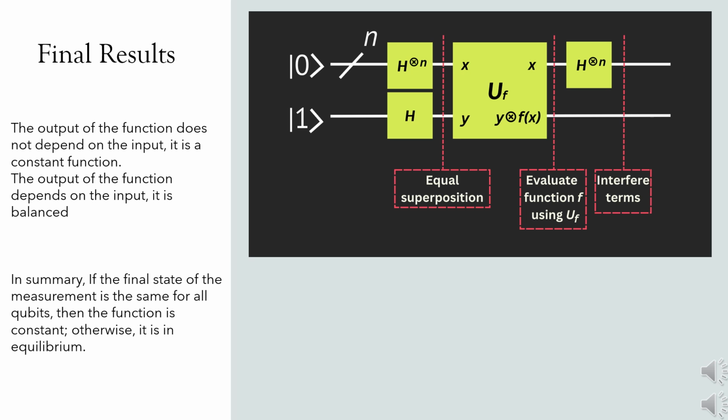One can see the state after applying the Deutsch-Jozsa circuit. We observe different results such as 0, 1 or 1, 0. This shows that the output of the function depends on the input and that it is balanced.